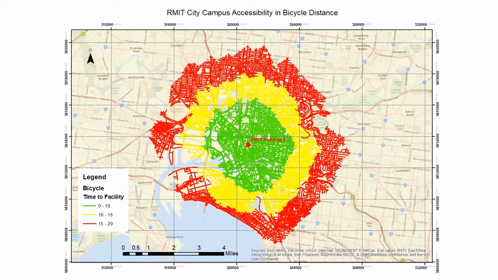This is the map that shows the area around our RMIT campus, with travel time from the accommodation to the RMIT campus of a maximum of 20 minutes by bicycle. From the map legend, the green area is the location with travel time within 10 minutes. The yellow area is the location with travel time between 10 and 15 minutes, and the red area is the location with travel time between 15 and 20 minutes.